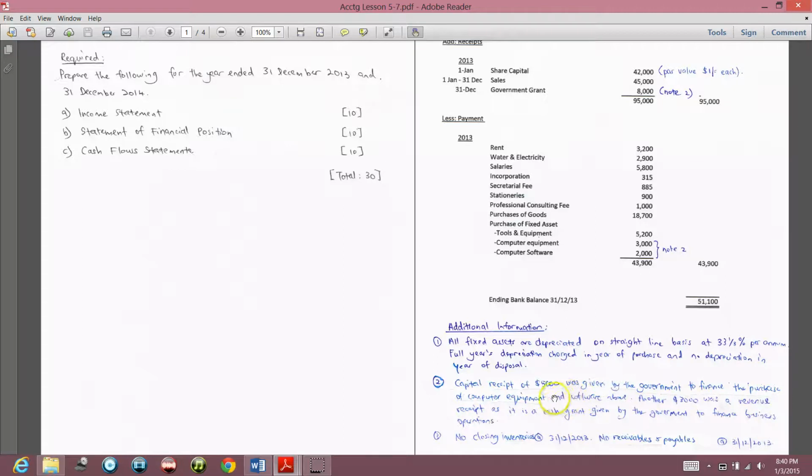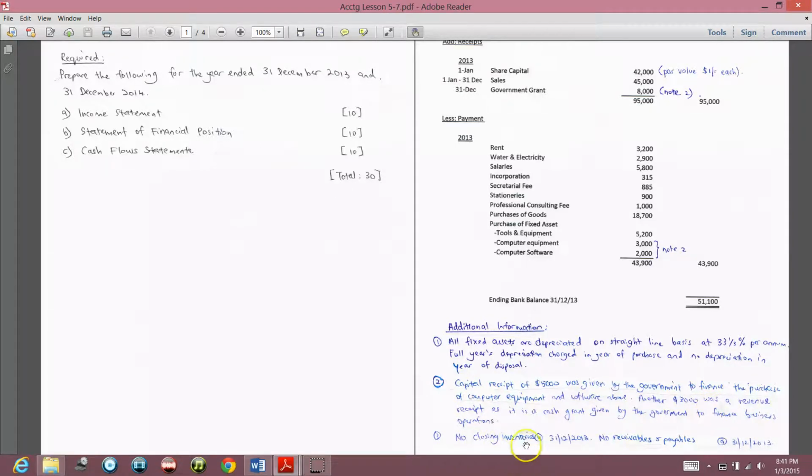So this 5,000 was given by the government to finance the purchase of computer equipment. So this is a capital receipt, and it should be matched against this capital expenditure of fixed asset. The other 3,000 was a revenue receipt. Revenue receipt, so I will put it in the profit and loss account because it's revenue, right? So the 3,000 is a revenue receipt.